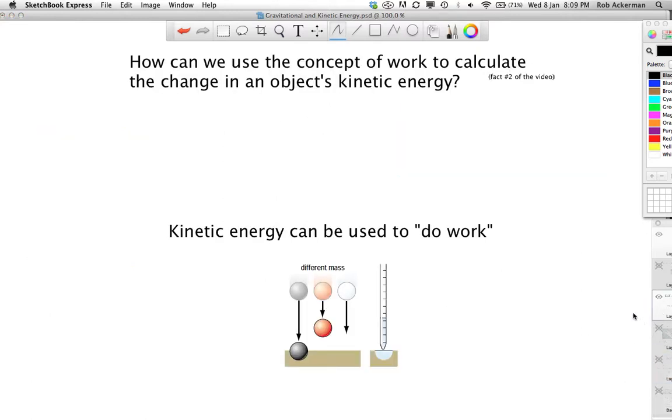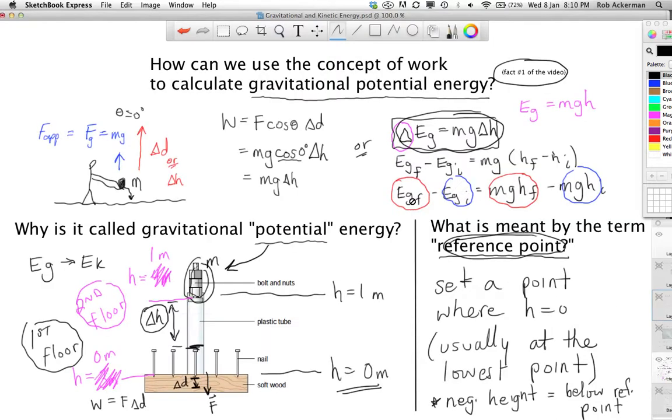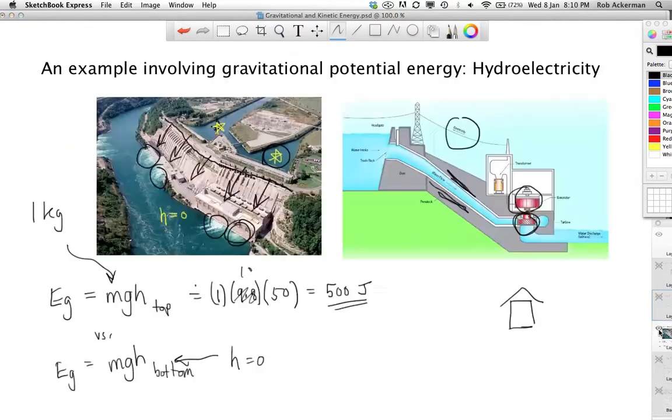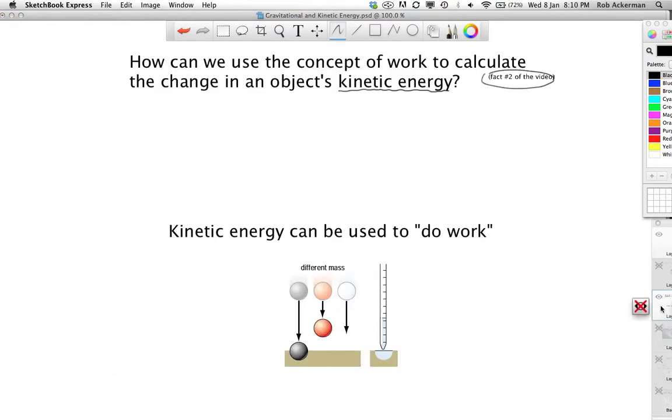Now we're going to look at another way that work can affect an object in terms of changing its kinetic energy. And this, by the way, will be the second fact of the video. Two sections here, so two facts. Let's take a look. When you apply a force on an object, sometimes you can raise it up, like we talked about here. Sometimes it can fall down, like we talked about here. However, that's not always the case.